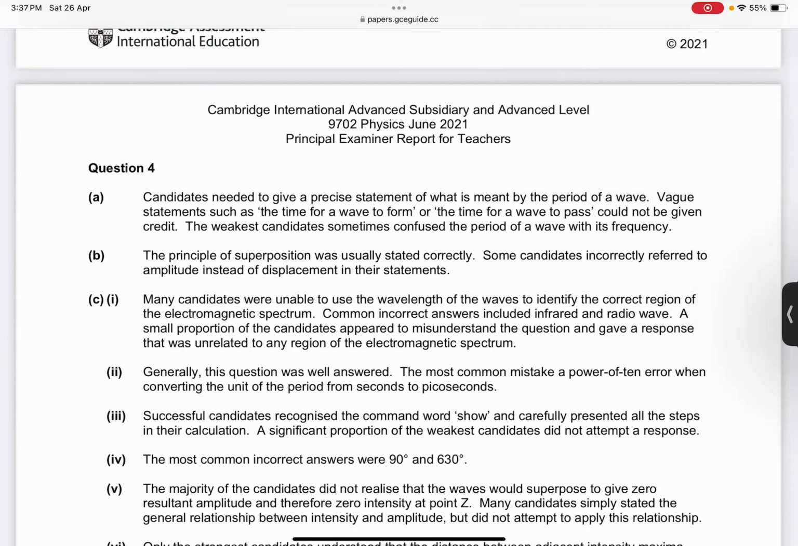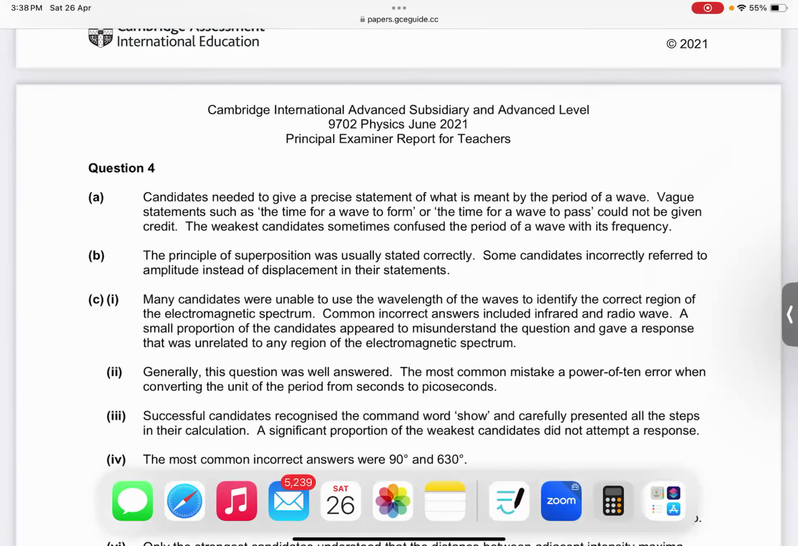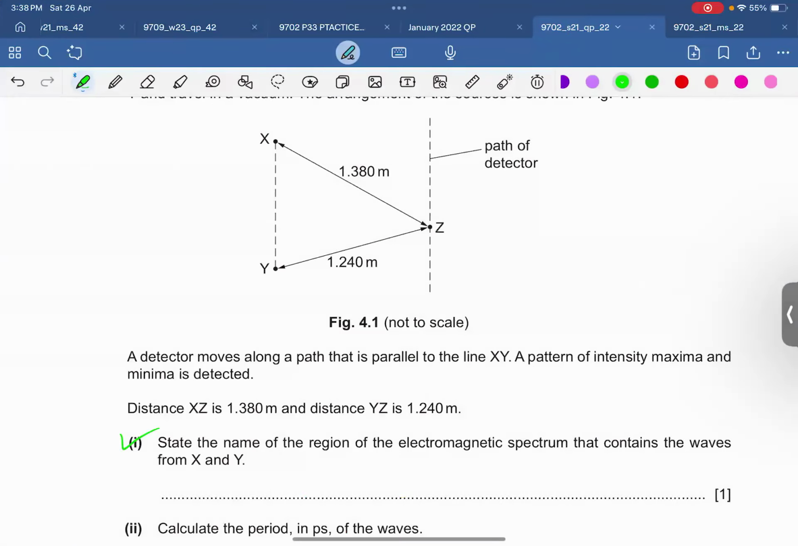Irfan, Imad, देख रहे हो? अच्छा जी, the principal examiner generally stated some candidates incorrectly refer to the amplitude instead of displacement in their statements. Okay, amplitude mention नहीं करना है. Okay, and यहाँ पे तुम देख लो इसके.